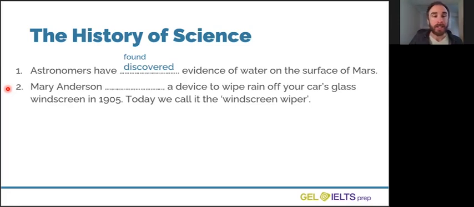The correct answer is invented. We're talking about a device. So we'd say she invented a device to wipe rain off your car's glass windscreen in 1905. Today we call this the windscreen wiper, although in America they call it the windshield wiper.